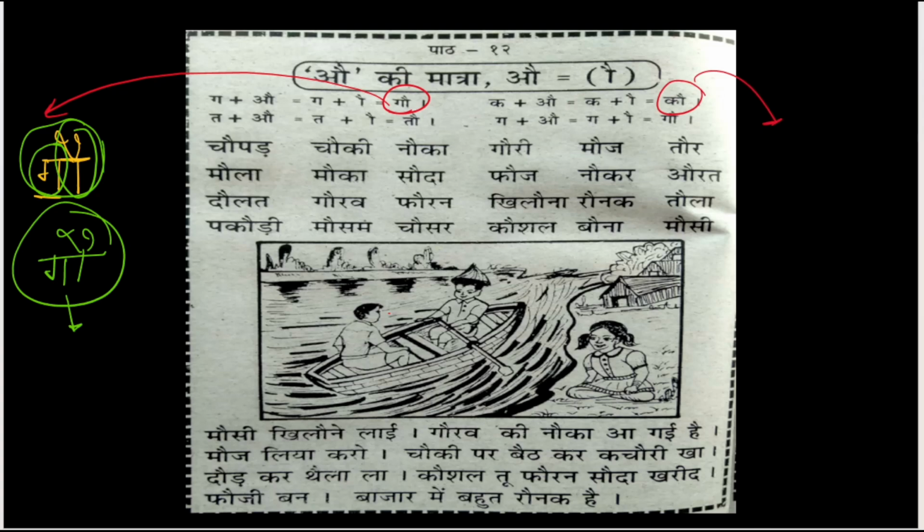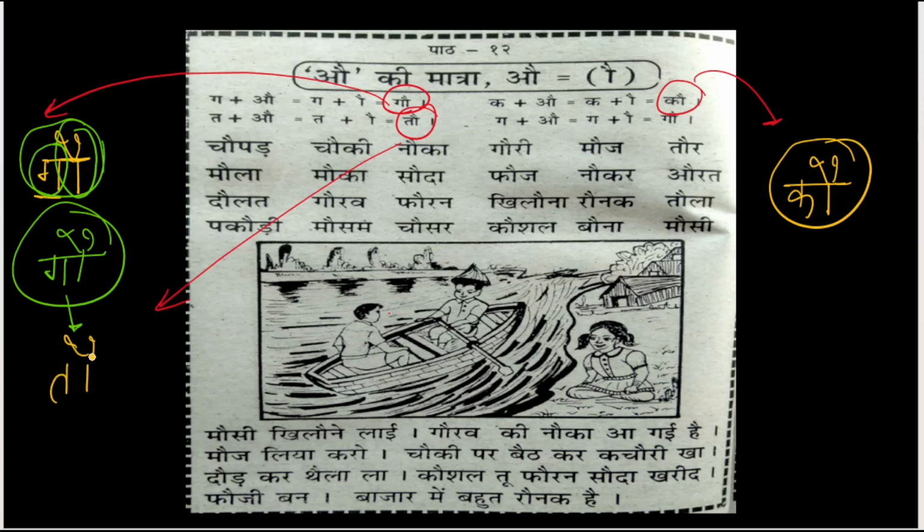Similarly, this one. This is the letter ka and this is the matra of au. Now it became kau. This is ta and this is again the matra of au. Now it will be pronounced like tau. And we have already seen this word here.